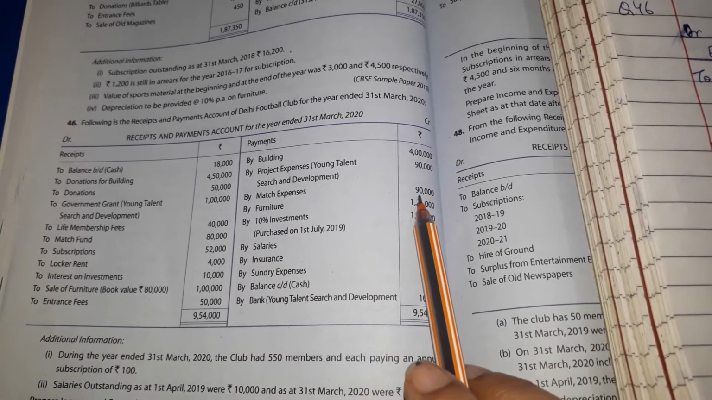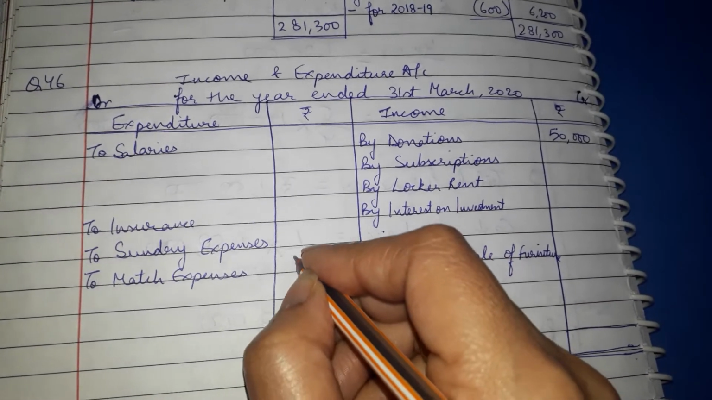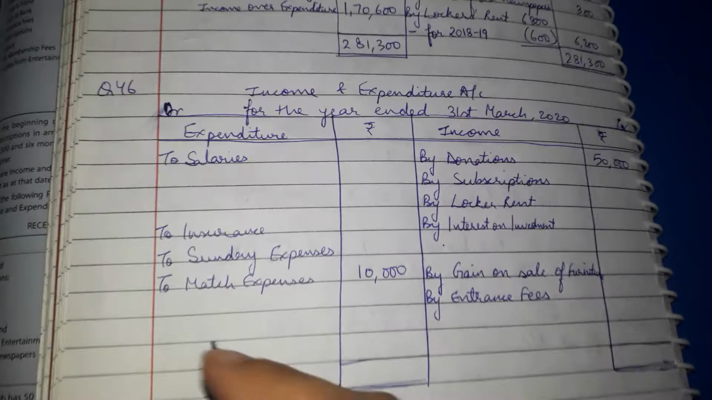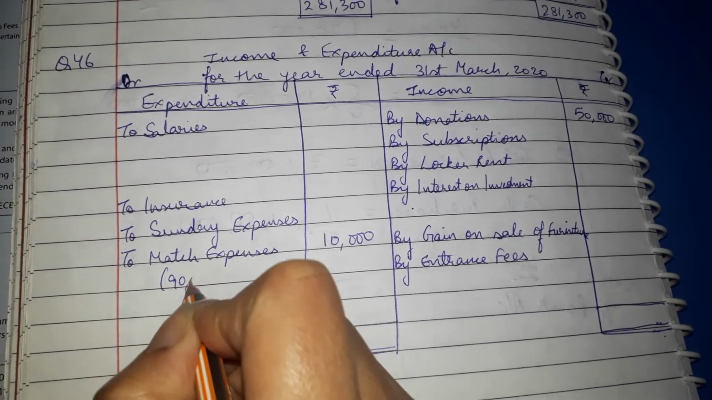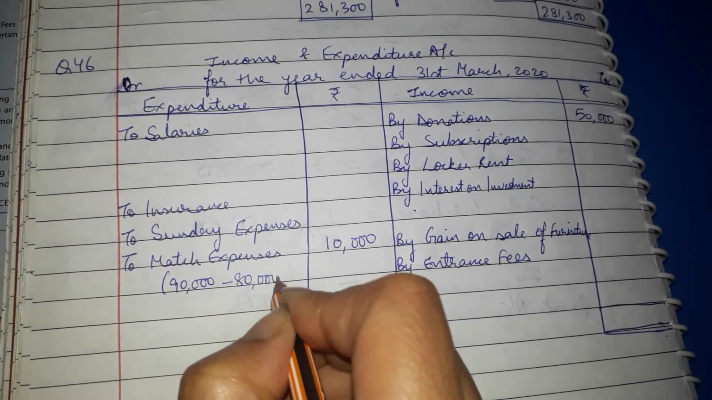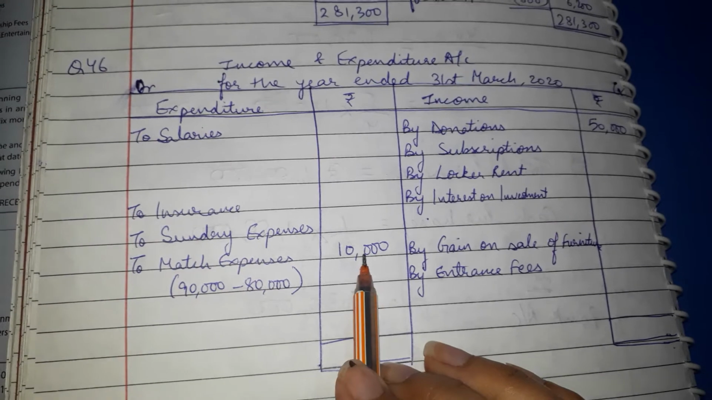The excess amount, that is 10,000, will be shown on the expenditure side of the income and expenditure account as 10,000. How have we calculated this? 90,000 is the amount of expense, out of which 80,000 fund is already adjusted in the balance sheet. This 10,000 is the balancing figure that we will write here.